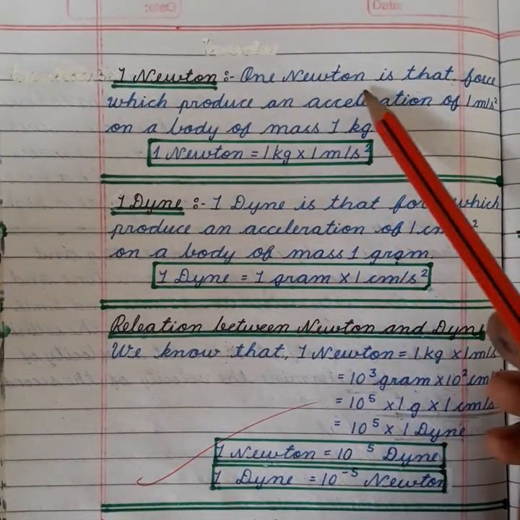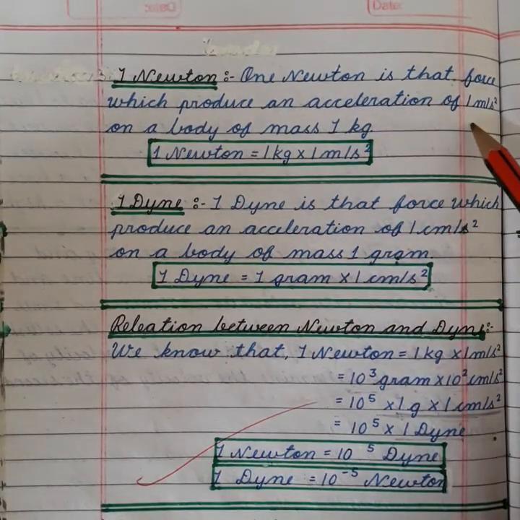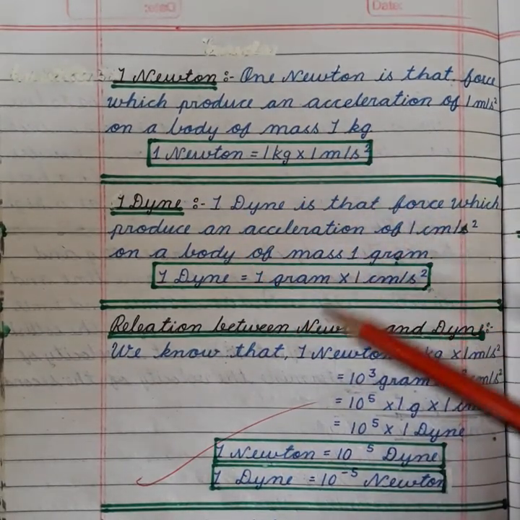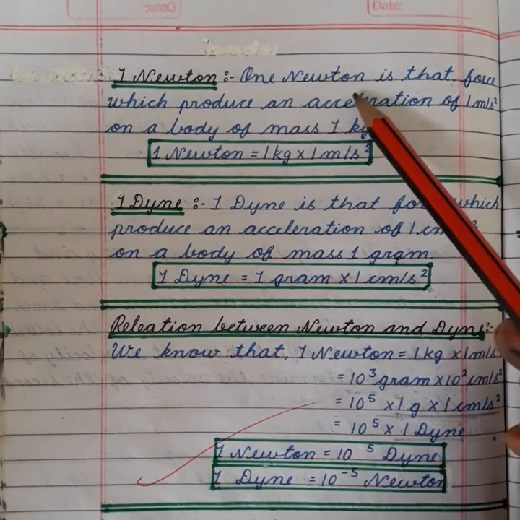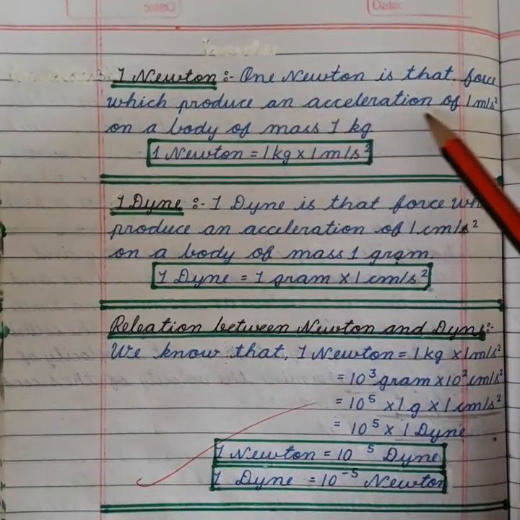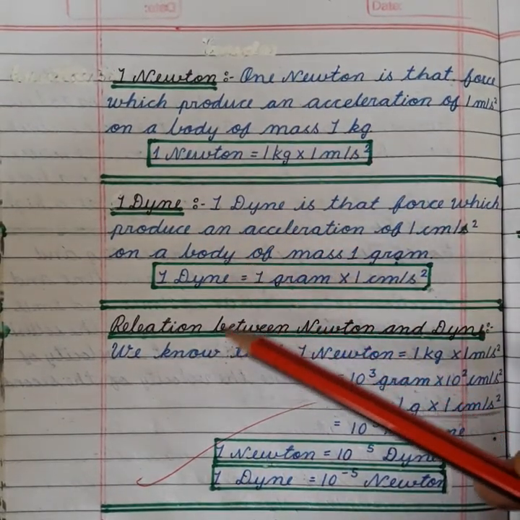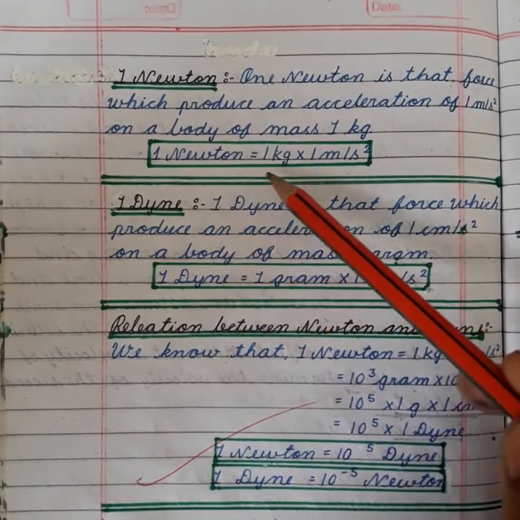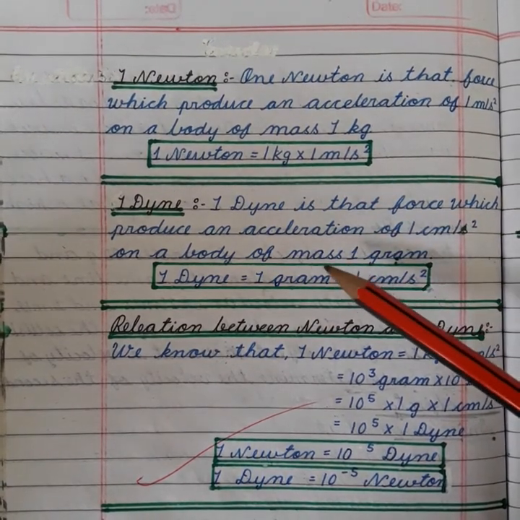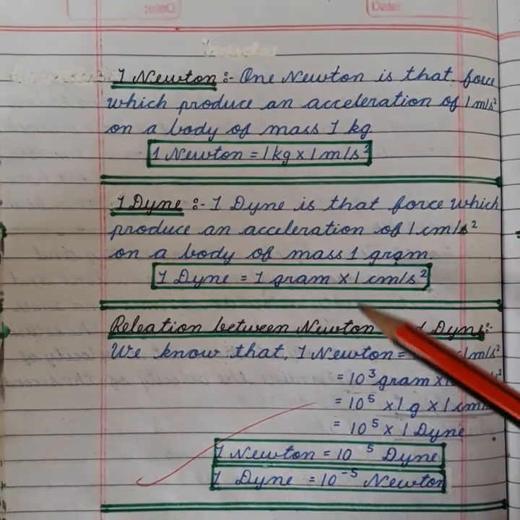1 Newton is that force which produces an acceleration of 1 meter per second square on a body of mass 1 kg. So the formula: 1 Newton equals 1 kg into 1 meter per second square.